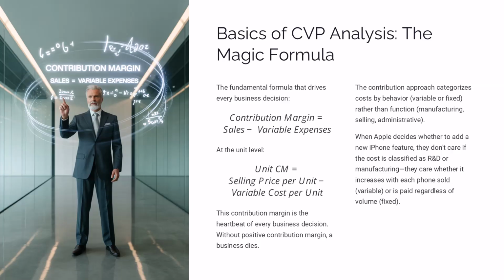When Apple is deciding whether to add a new feature to the iPhone, they don't care if the cost is classified as R&D or manufacturing or marketing in the traditional sense. They care whether it's a variable cost that increases with each phone sold or a fixed cost they pay regardless of volume, because that determines whether the feature will increase or decrease their contribution margin per unit.